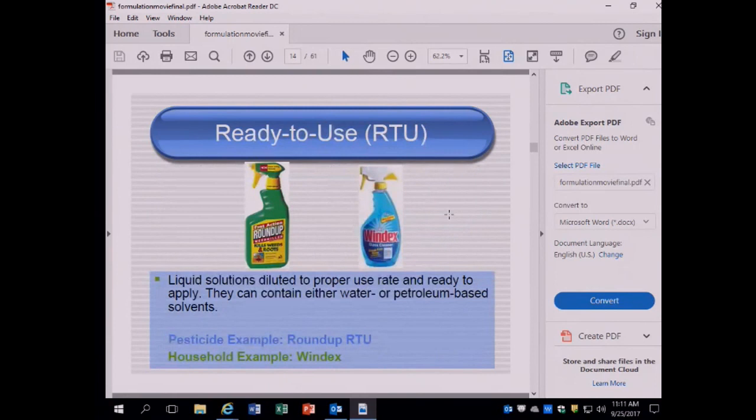You can buy ready to use Roundup at Lowe's or Home Depot or most any of the big box stores. It's not the best way to buy it, but it is convenient, and it can either be water or petroleum based. Windex is another example, if we're using a household example, of a ready to use material. You've got a solvent in water that you can spray on to wash your windows.